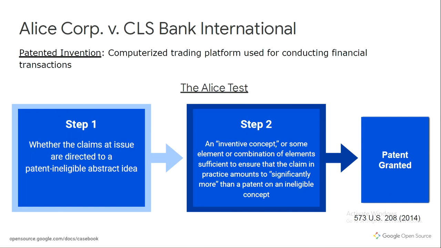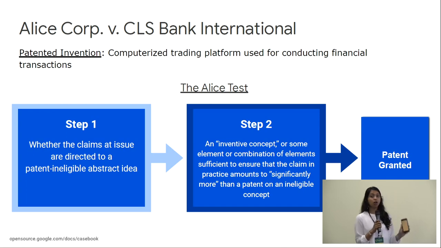So we get to this big famous case. If any of you were patent lawyers, you would know this case. It's huge. It gave us the Alice test, which is just a big headache. So in this case, the patented invention was a computerized trading platform used for conducting financial transactions software. And the court said, well, let's come up with a test to test all of these types of patents and claims. Step one, are the claims at issue directed to a patent ineligible abstract idea? So that's something that cannot be patented in the US.